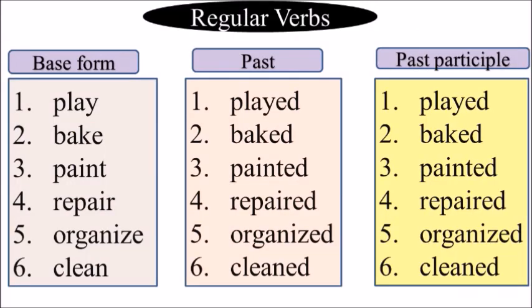In passive voice, we use the past participle form of the verb. In regular verbs, the past participle is formed by adding ed to the base form. They are the same as the past tense form of the verb. Play, played, played. Bake, baked, baked. Paint, painted, painted. Repair, repaired, repaired. Organize, organized, organized. Clean, cleaned, cleaned.